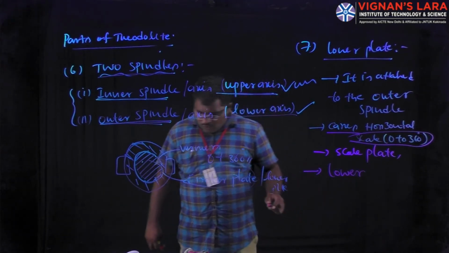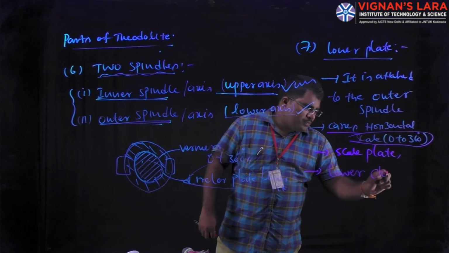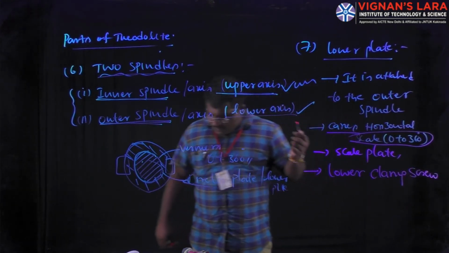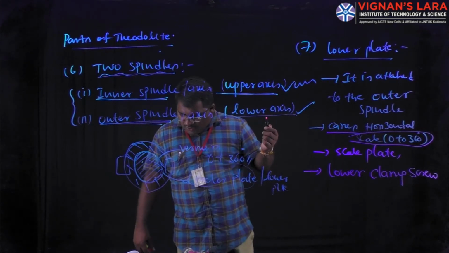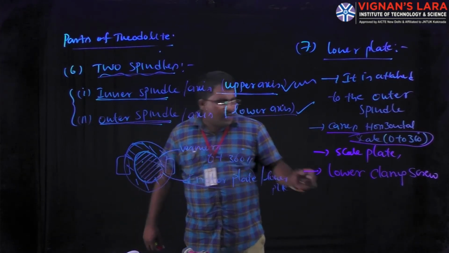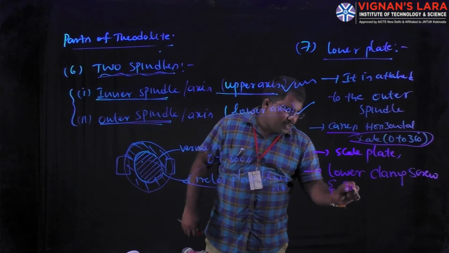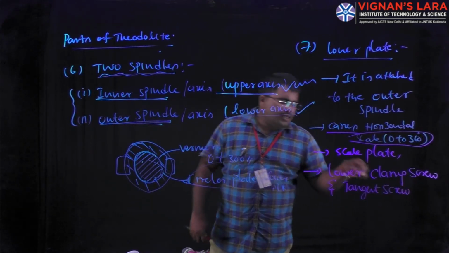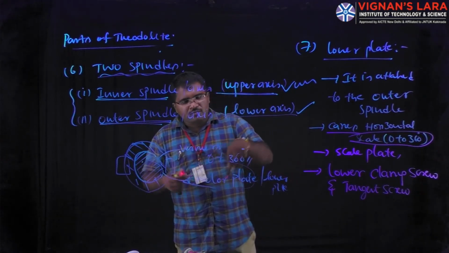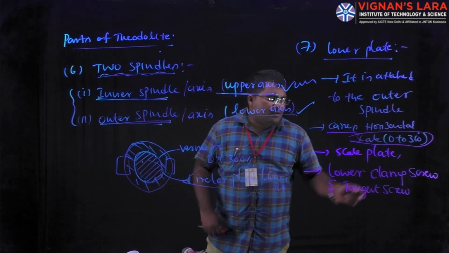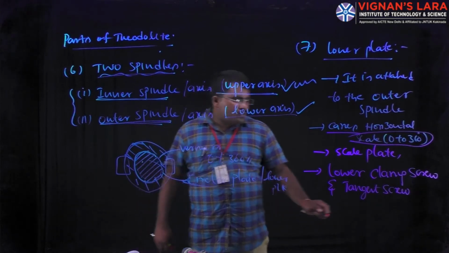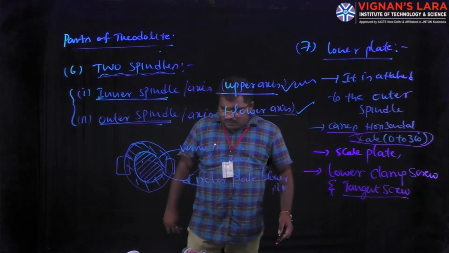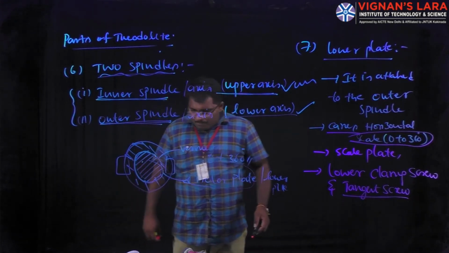Now the lower plate carries a clamp called the lower clamp screw, and it is going to have a tangent screw also, right? To move this lower plate we have the clamp called the lower clamp screw, and for minor rotations we have this tangent screw, right?